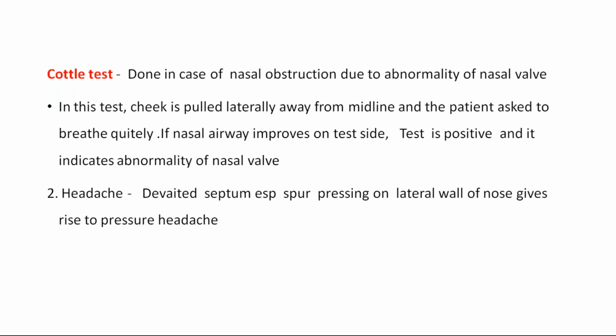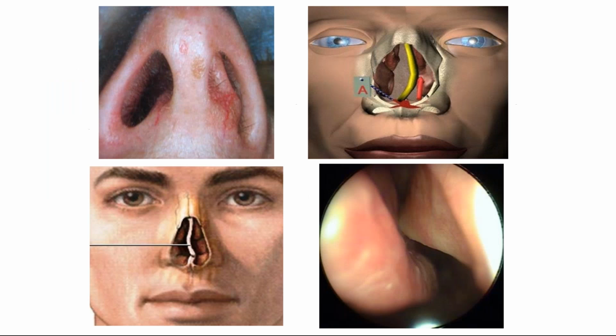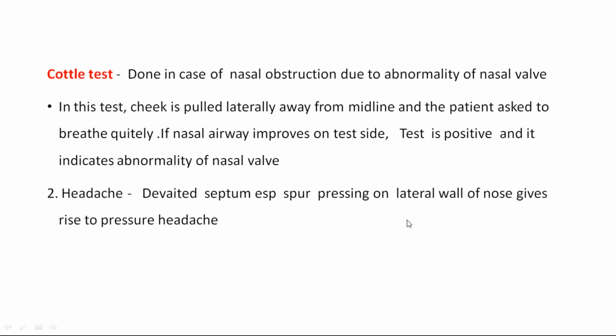So nasal obstruction is one. Then number two is headache. Some patients will complain of headache. Now, if I go back to the previous picture here, the septum impinging on the lateral wall can give rise to headache. So a spur impinging on the lateral wall can give rise to headache. So headache will be a part of the complaint.